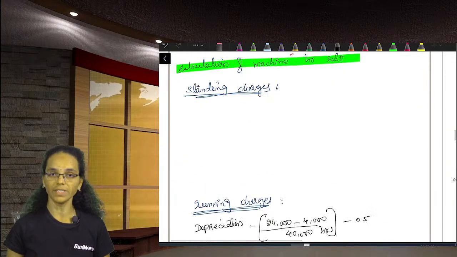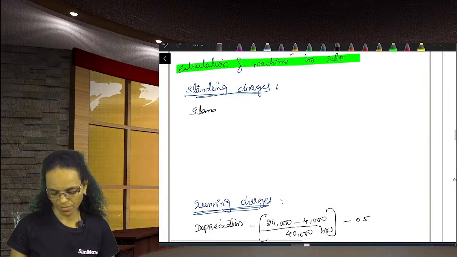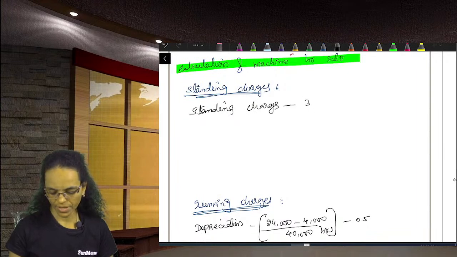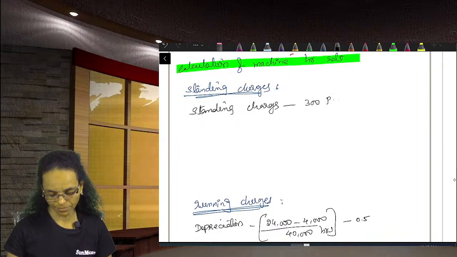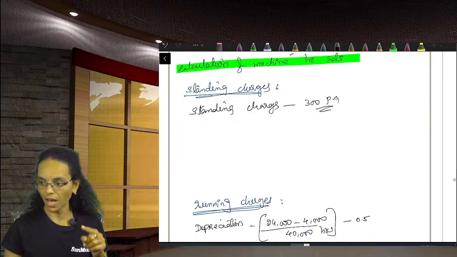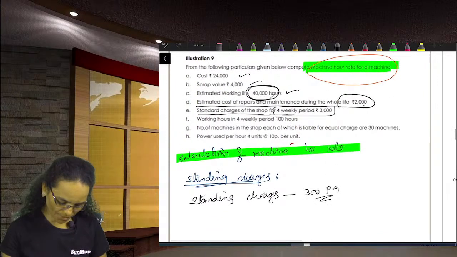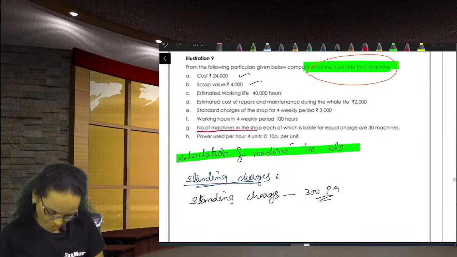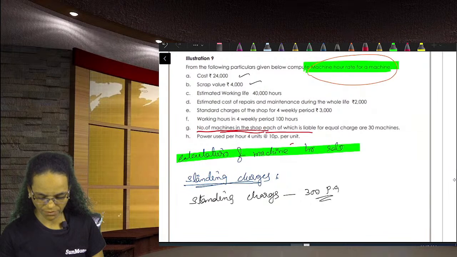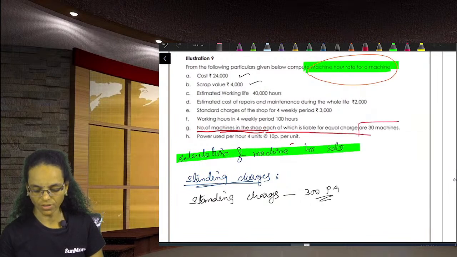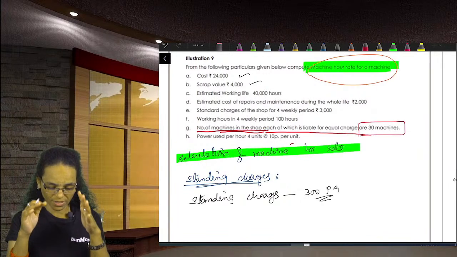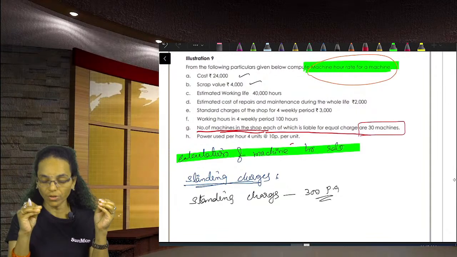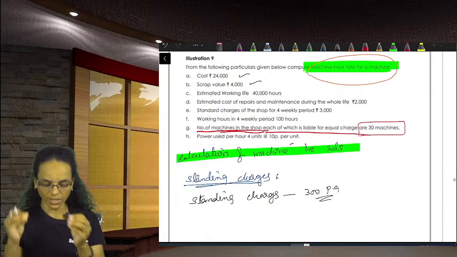Next one, standing charges of shop for 4 weekly period is 300 rupees. Standing charges, it is directly saying standing charges is nothing but fixed cost. But how many machines do we have in this department? Somewhere we have seen, right? Number of machines in shop, each of which is liable for equal charges, are 30 machines. See, 300 rupees is a fixed cost we are incurring, but this amount belongs to all the 30 machines.